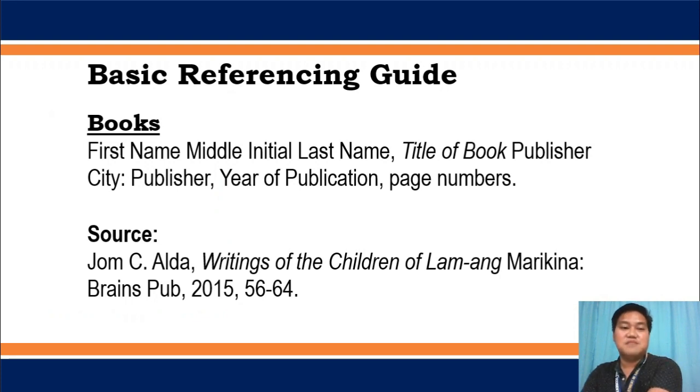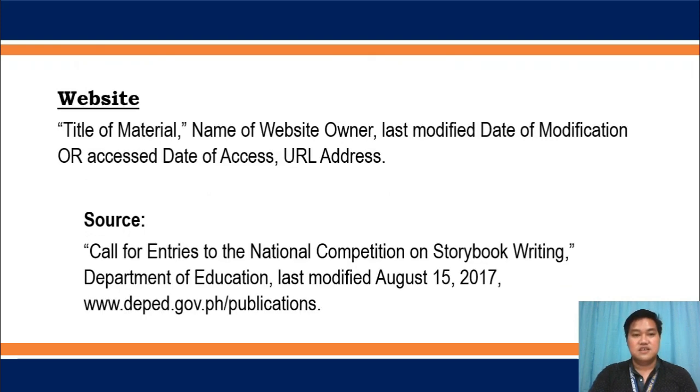In referencing books, start with the name, middle initial, last name, title of the book, the publisher, city, the year of publication, and page number. Here is a sample. While in referencing a website, it shall start with the title of the material, name of the website, the last date it was modified, the access date, and the URL address.